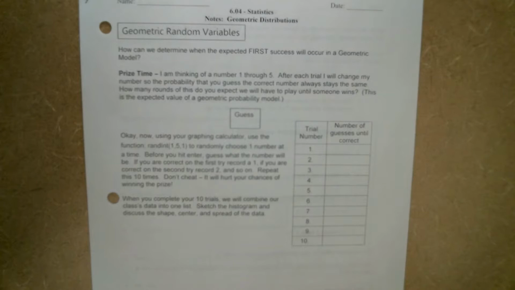Now, it's important that I change the number each time, because if I don't change the number each time, the probability changes. Eventually, you'd be guaranteed to get it because you'd work through all 5 numbers. But if I change it each time, the odds of you getting it stay consistent. You have a 1 in 5 chance of guessing every single time.